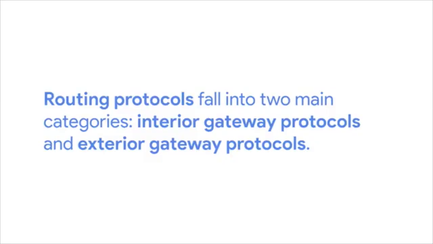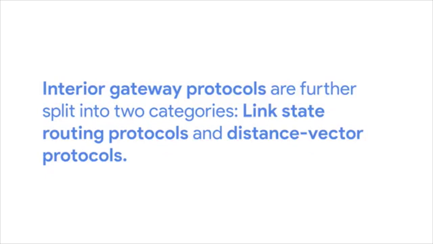Routing protocols fall into 2 main categories: interior gateway protocols and exterior gateway protocols. Interior gateway protocols are further split into 2 categories: link state routing protocols and distance vector protocols. In this video, we'll cover the basics of interior gateway protocols.